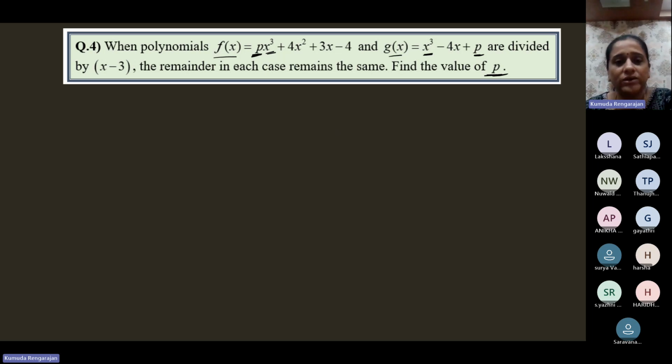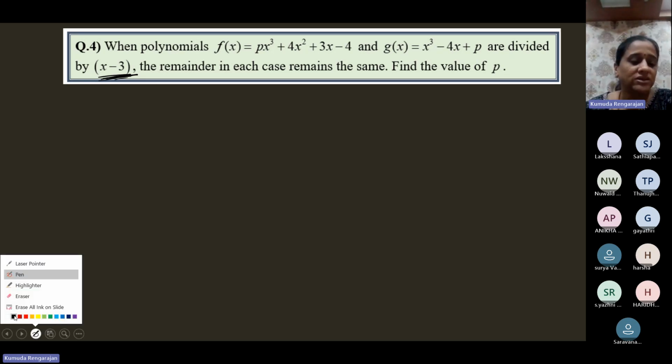Now it's given that when both the polynomials f of x and g of x are divided by x minus 3, you can see that in every question the divisor is linear. Only then can you proceed the way we're doing. If it's not linear, we'll see how to work that. I'll tell you when we come across a question like that.